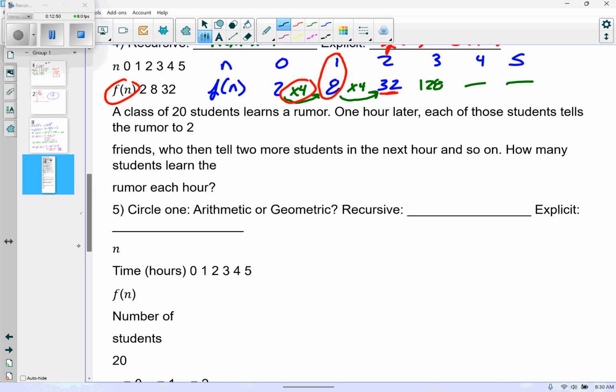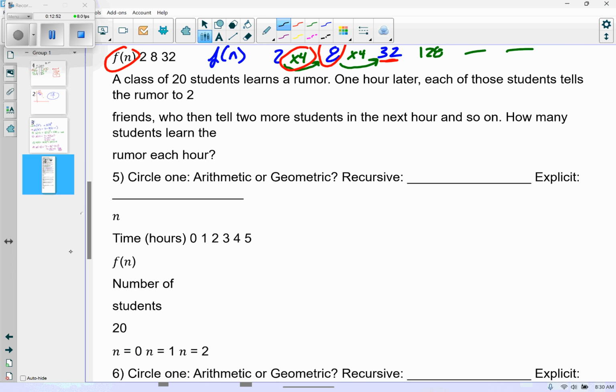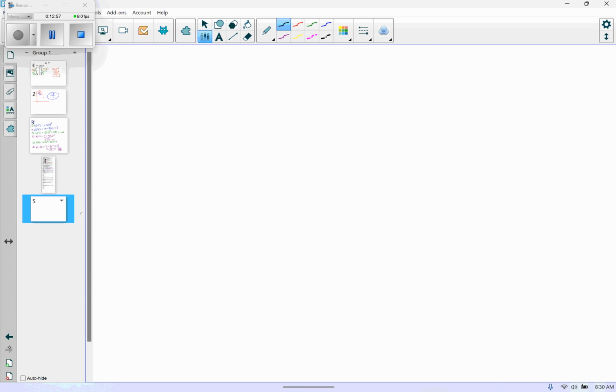Take a look at number 5. Okay, and looks like I'm going to have to redraw this one. I'm going to read what it says at the top on that worksheet. A class of 20 students learns a rumor. 1 hour later, each of those students tells the rumor to 2 friends, who then tell 2 more students in the next hour, and so on. How many students learn the rumor each hour?